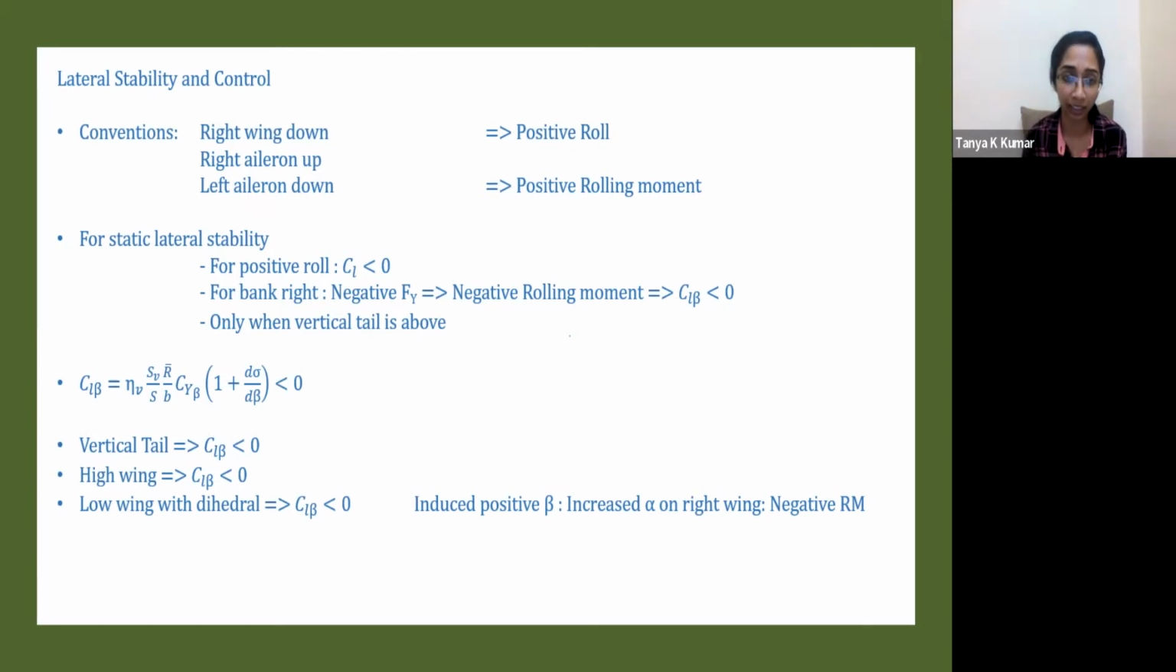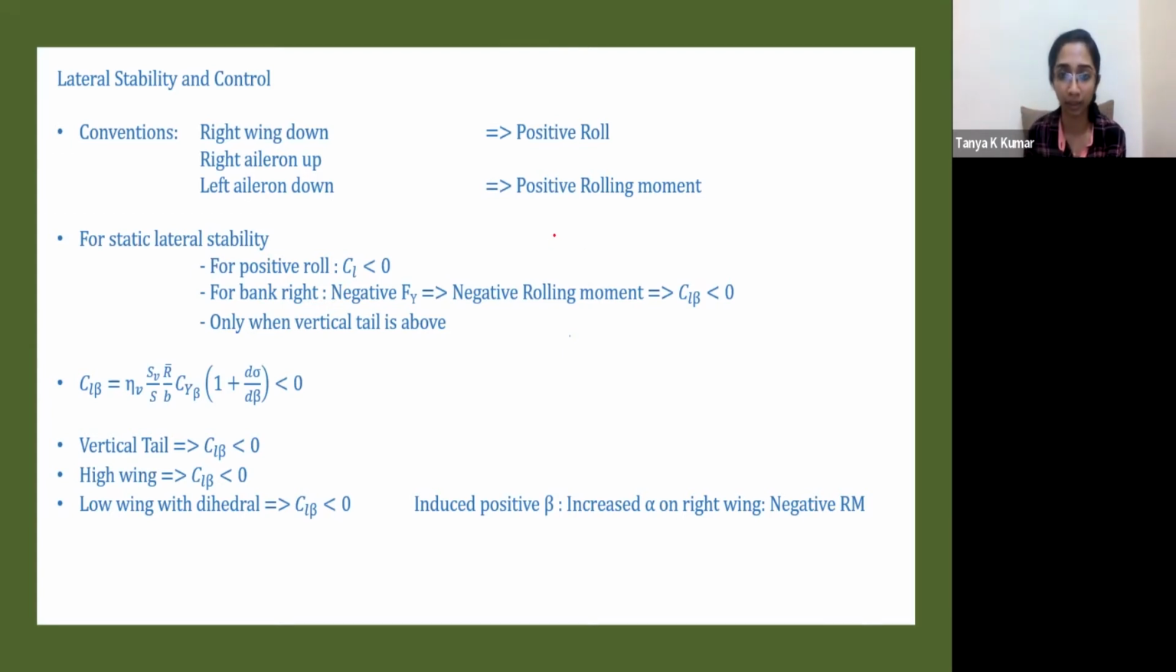Now for static lateral stability, what do you need for a positive roll? You need the rolling moment to be negative. So when it rolls towards the right, the restoring moment should be to the left, right? So your CL should be negative. Now, when it banks to the right, that is when it rolls to the right, we saw that a negative Fy is produced because a positive sideslip angle is produced.